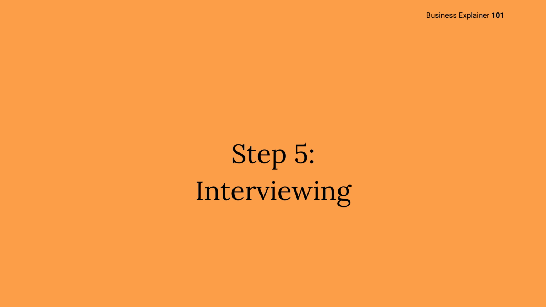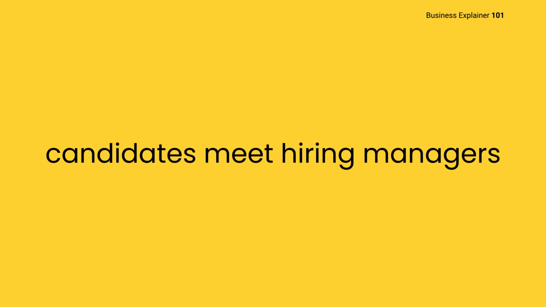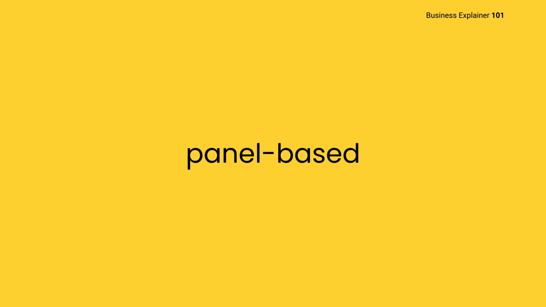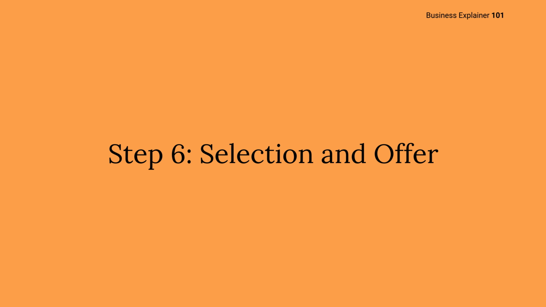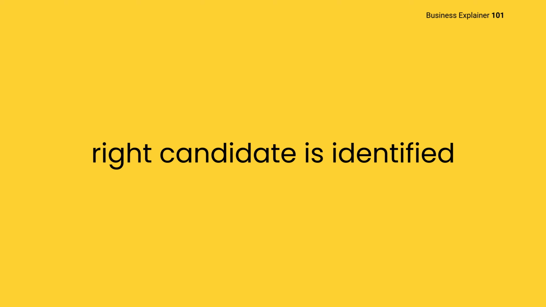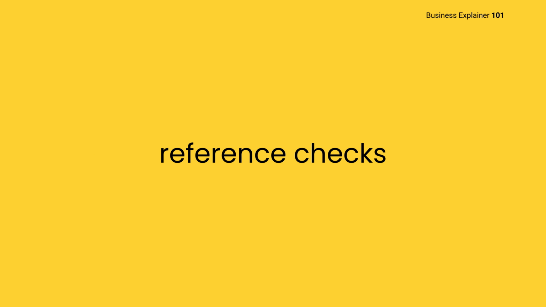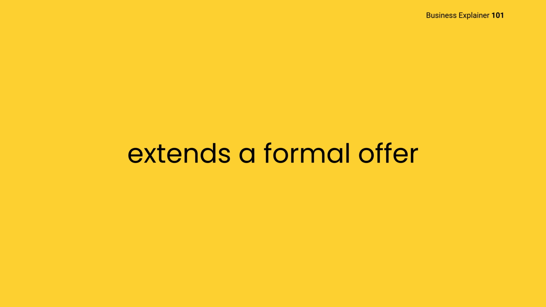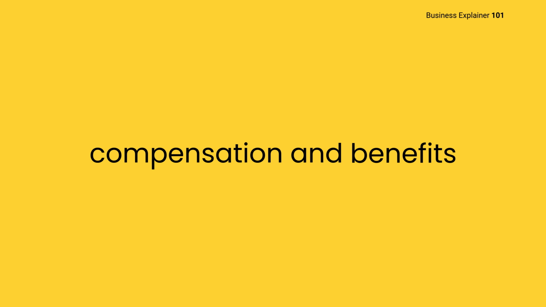Step 5. Interviewing. Candidates meet hiring managers through one or more interviews, behavioral, technical, or panel-based. Structured interviews using scoring rubrics help ensure fairness and consistency. Step 6. Selection and offer. Once the right candidate is identified, HR conducts reference checks, final evaluations, and extends a formal offer with compensation and benefits.